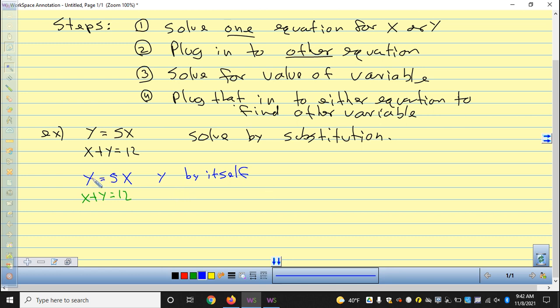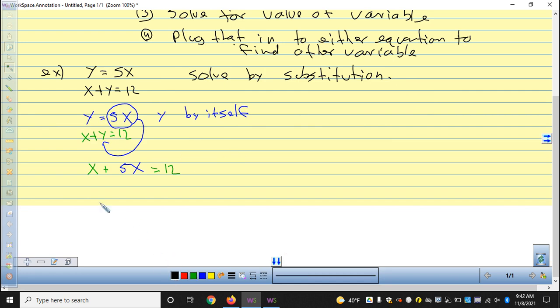Now I'm going to take this value of y. It says y equals 5x. And I'm going to plug it into the other equation there for y. So when I do that, I get x plus 5x equals 12. So I plugged in 5x for y. Well, now this becomes, I'm just going to change because we just have a normal equation now, 6x equals 12, divide by 6, and I get x equals 2.